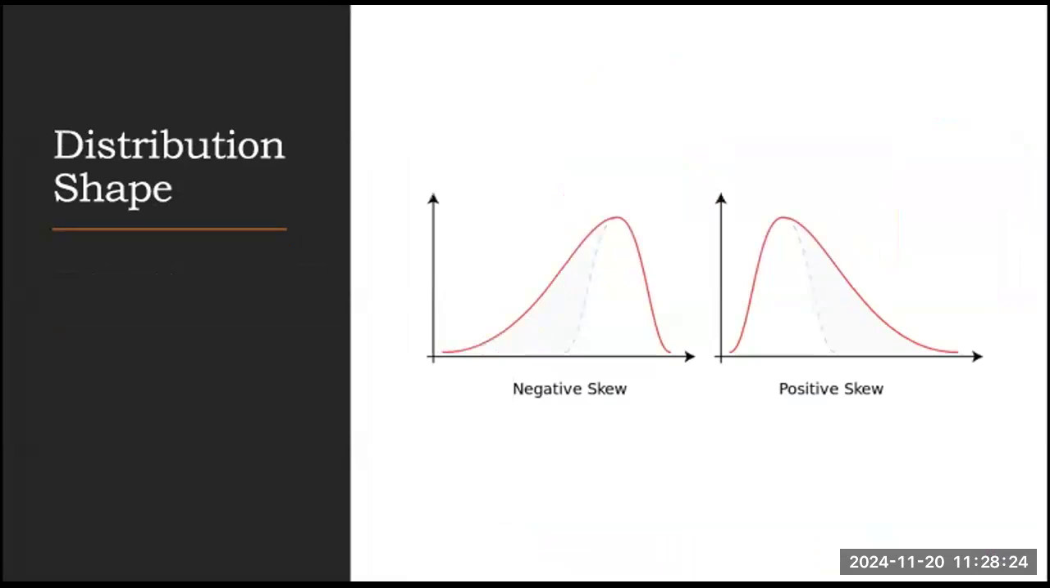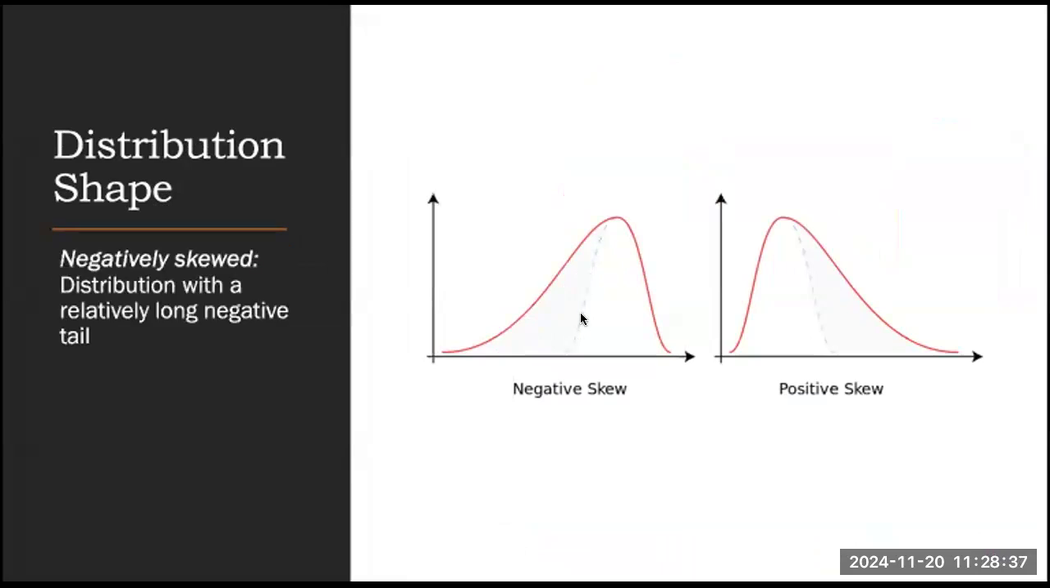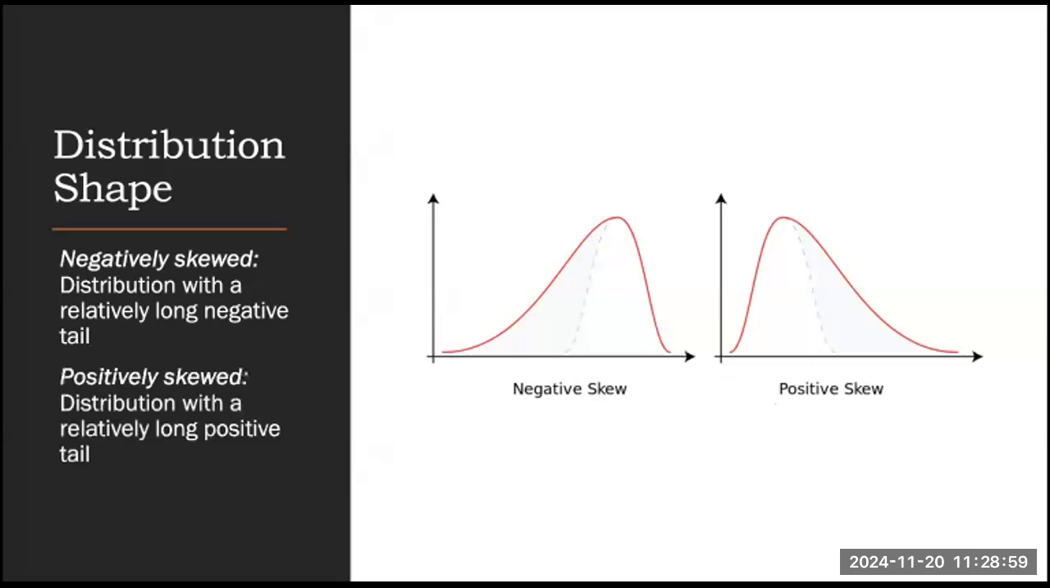Also, remember we talked about symmetry. Well, if you have extreme scores, you are not going to have a symmetrical distribution. You'll have what we call a skewed distribution. If it's negatively skewed, which is the one on the left, it means there is a very low extreme score that is pulling the distribution to be negatively skewed. On the other hand, if it is positively skewed, that means there's an extremely high score that is pulling the distribution that way.